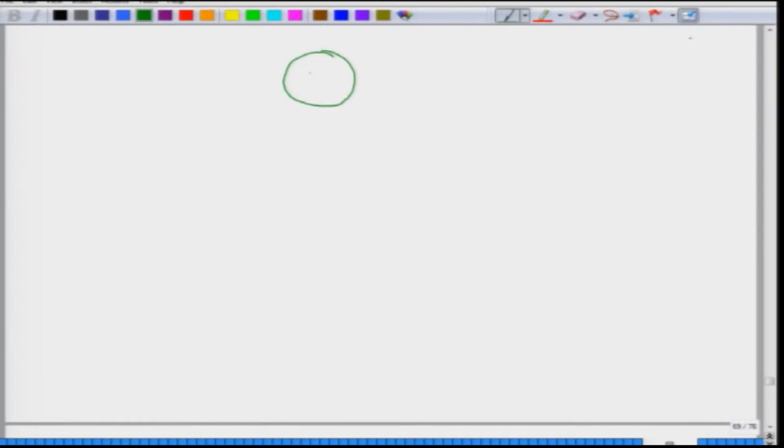We assume the core has refractive index n1, and here we have n2. Now, in a cylindrical coordinate system, any point is specified by the radial distance r, the angle which it makes with respect to the x axis, called the angle phi, and then the height above a certain reference plane. So, if this is my reference xy plane, then the height above this point will be z.